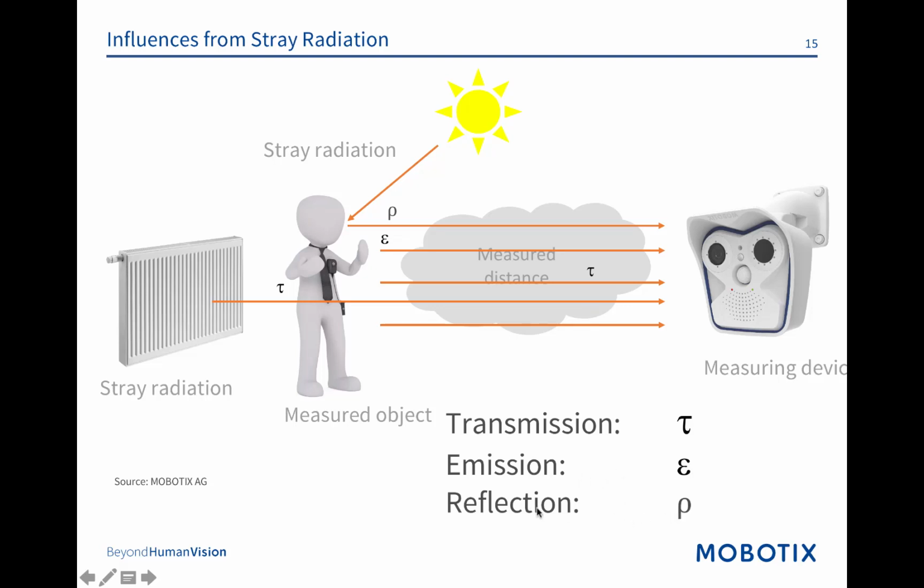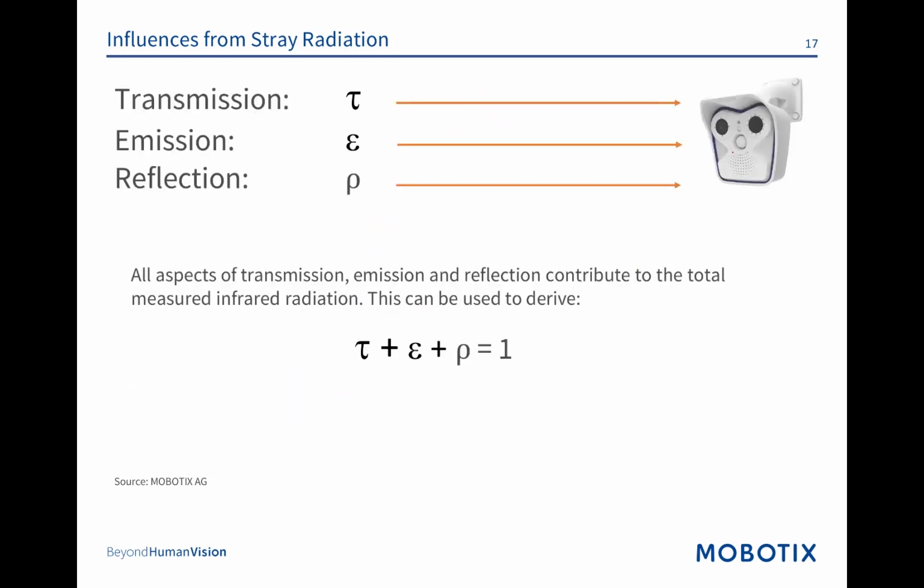This means, and we have talked about this before, if you take all these influences together, these are all the influences we have to deal with. We can say all the influences are altogether 100%. And this is what we do in physics: transmission, emission, and reflection, everything added together, is all our radiation, all what we measure, is 100%, equals 1.